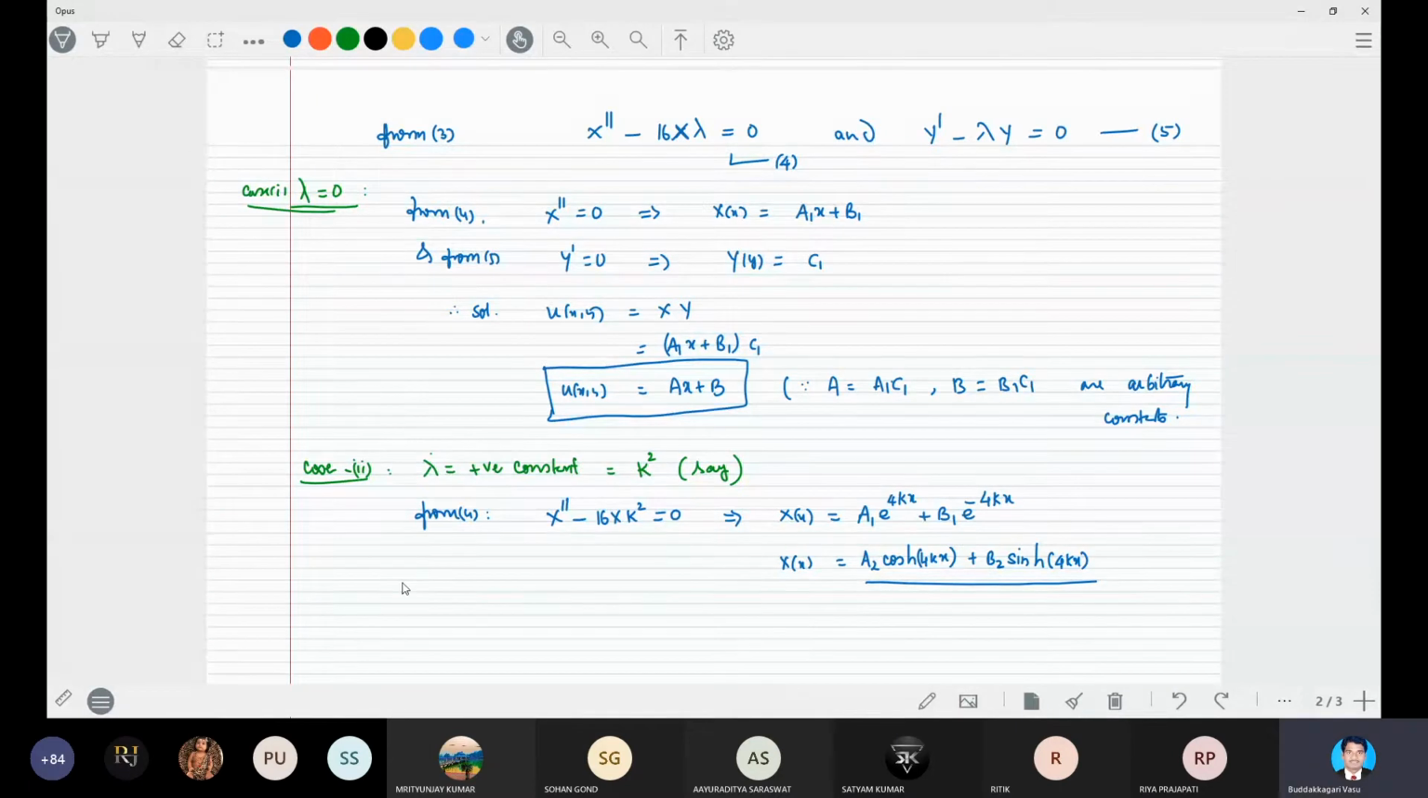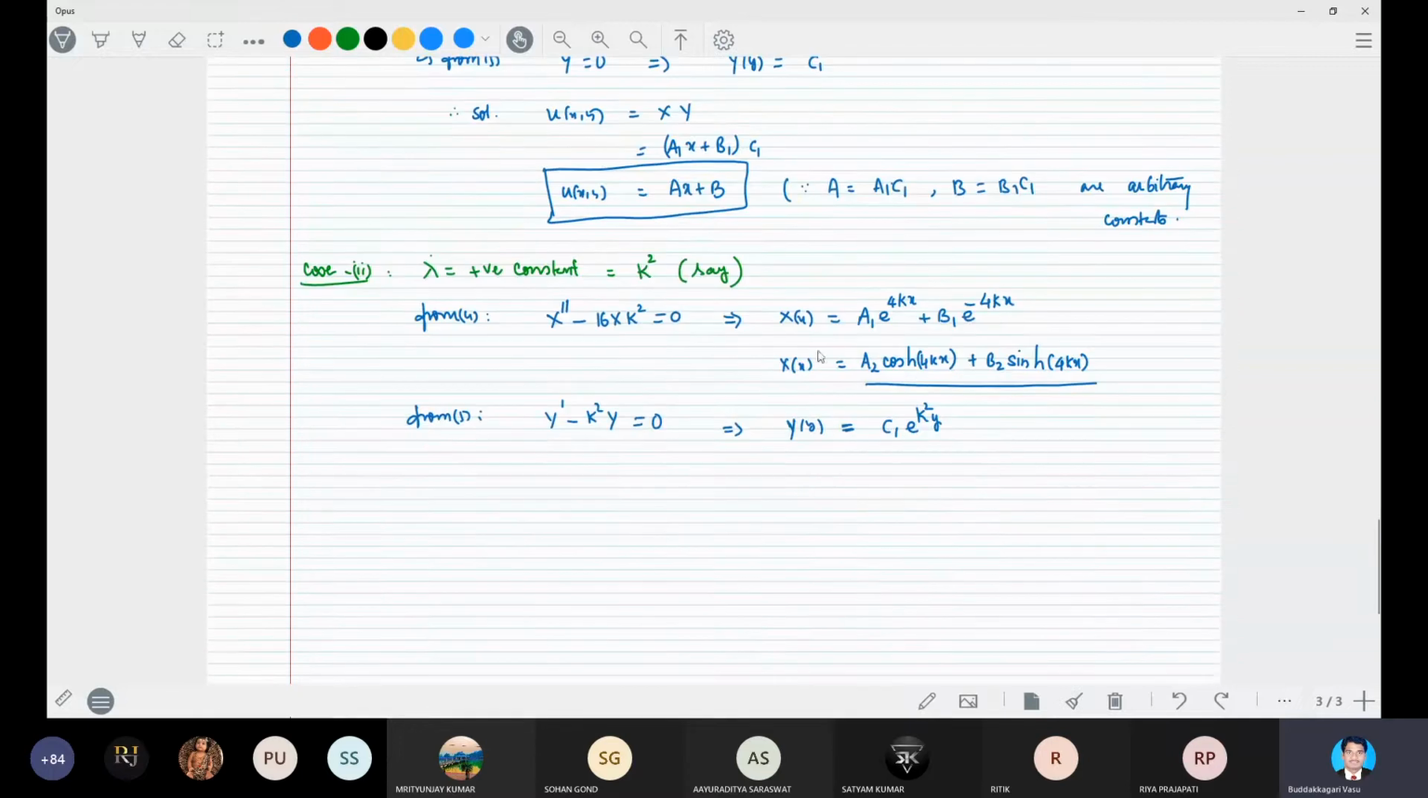Now from equation 5, what is the equation? Y dash minus k square Y is equal to 0. What will be the solution? Capital Y of y is equal to c1 e power k square y, right? Any doubt in these solutions? Because they are ordinary differential equations.